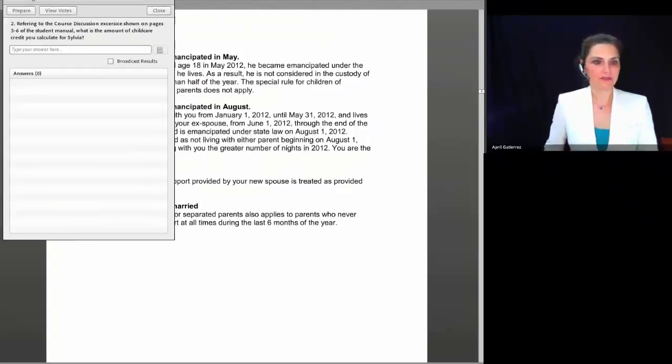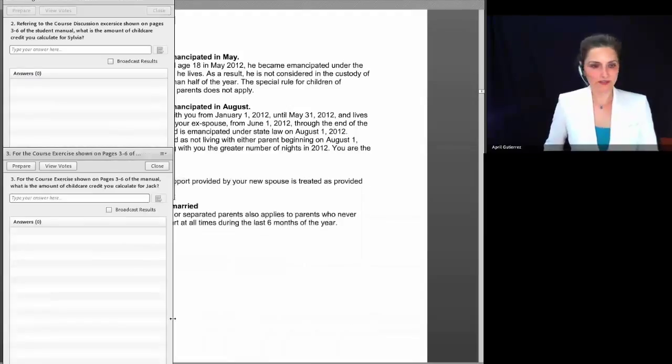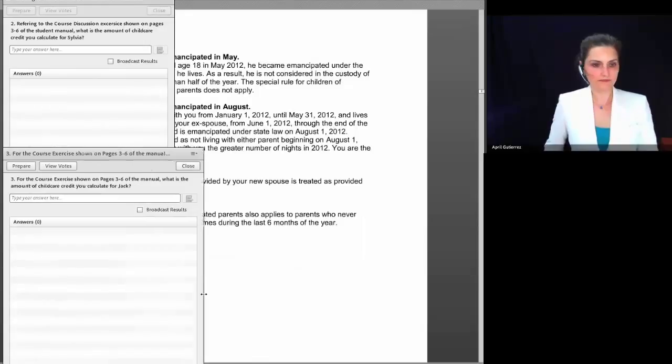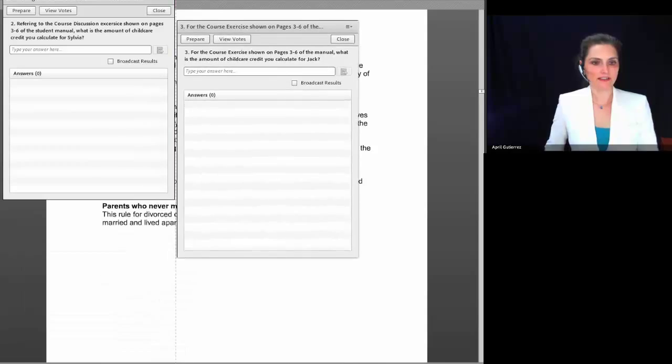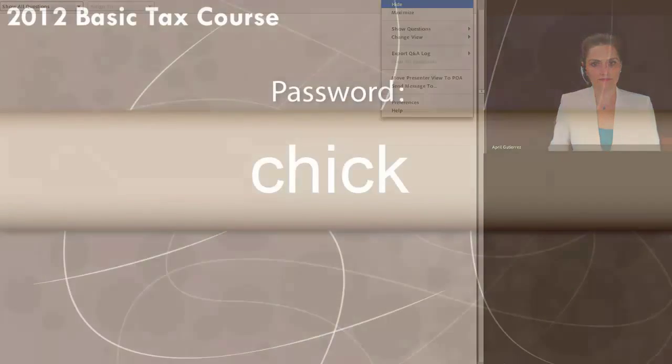And this is not a multiple choice question you see coming up here. It says, referring to the course discussion exercise on the pages of the student manual, what is the amount of child care credit that you calculate for Sylvia? So see what you can figure for Sylvia's child care credit and tell me what you think it is. And the same thing for Jack. What is his child care credit?